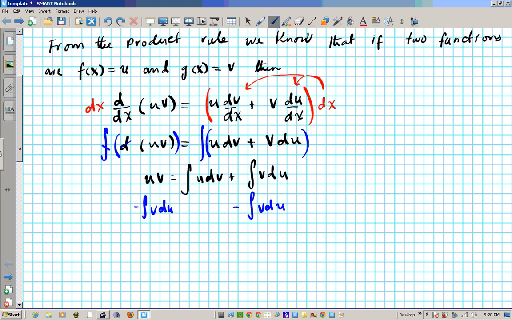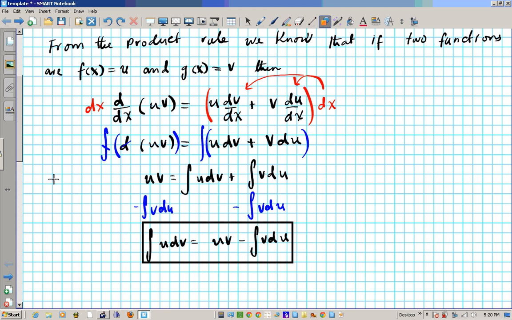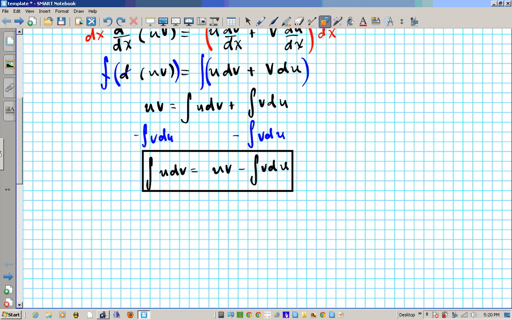So I'm going to be left with, using the reflexive property of equality, the antiderivative of u dv equals uv minus the antiderivative of v du. And there goes your integration by parts formula. Okay? So there you have it. Alright, now having derived it, let's try out an example. I'm going to do an easy one in this clip and then more complicated ones in subsequent clips, okay?